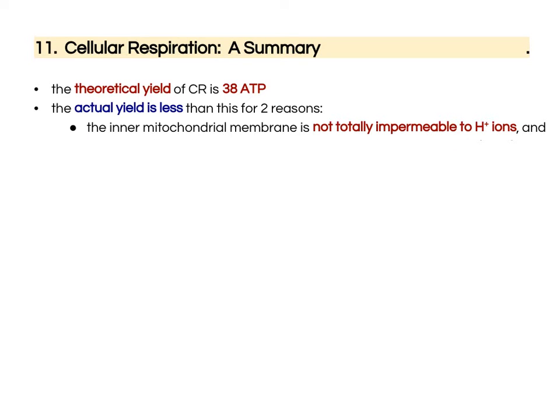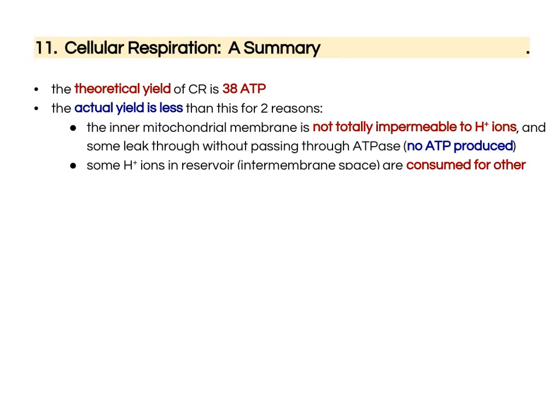The first reason is that the inner mitochondrial membrane is in fact not completely impermeable to hydrogen ions. Remember that we're relying on that concentration gradient existing, and for those hydrogen ions specifically to go through ATPase in order to create that proton motive force. That's going to enable our ADP molecules to be phosphorylated into ATP. So if our hydrogen ions are not going through ATPase, we are not ending up with any ATP produced from that hydrogen ion. So that's one piece of the puzzle.